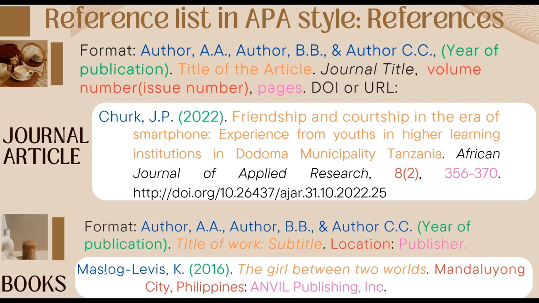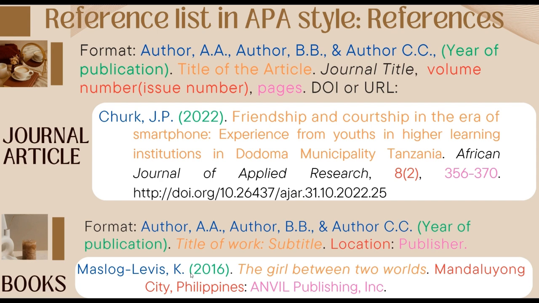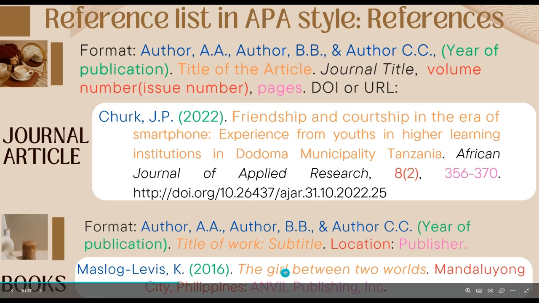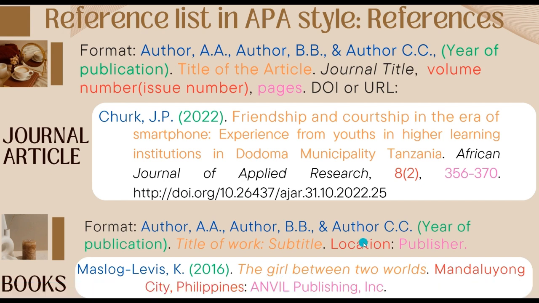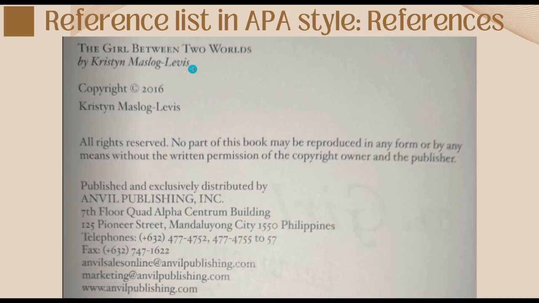As for books, the author's surname goes first, followed by a comma, and then the initial, the year of the publication, the title of the work in italics, the location, and the publisher. Here's an example. This is the author, this is the year, this is the publisher, and this is the location.